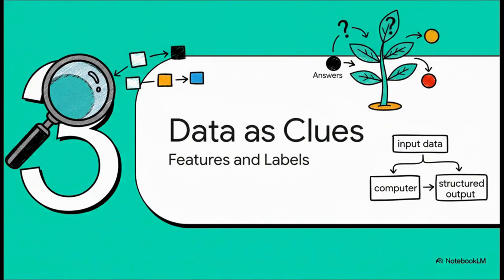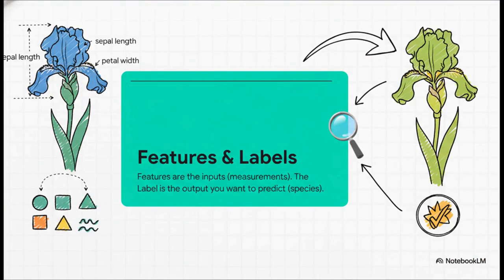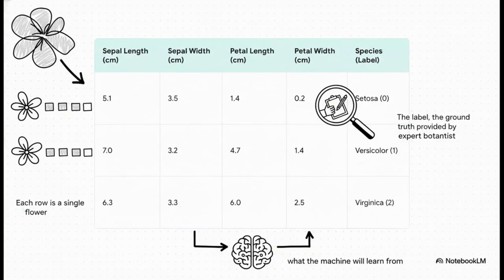Okay, so our botanist has all these notes, but for a computer to make any sense of them, we need to translate them into its language, and that means getting everything organized into a nice, neat structure of clues and answers. And this brings us to probably the 2 most important words you'll hear in supervised learning: features and labels. The features, those are our clues. In our case, it's the 4 measurements, like sepal length. Think of them as the input. The label is the answer we're trying to get to, the actual species of the flower. That's our output.